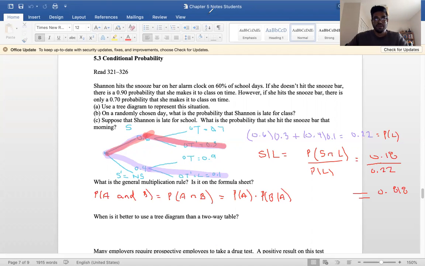Okay. And this is not on the formula sheet. So there's a formula sheet on Canvas. Make sure you look at that to see what's on there and what's not. So this one is not on there. I can tell you that right now.